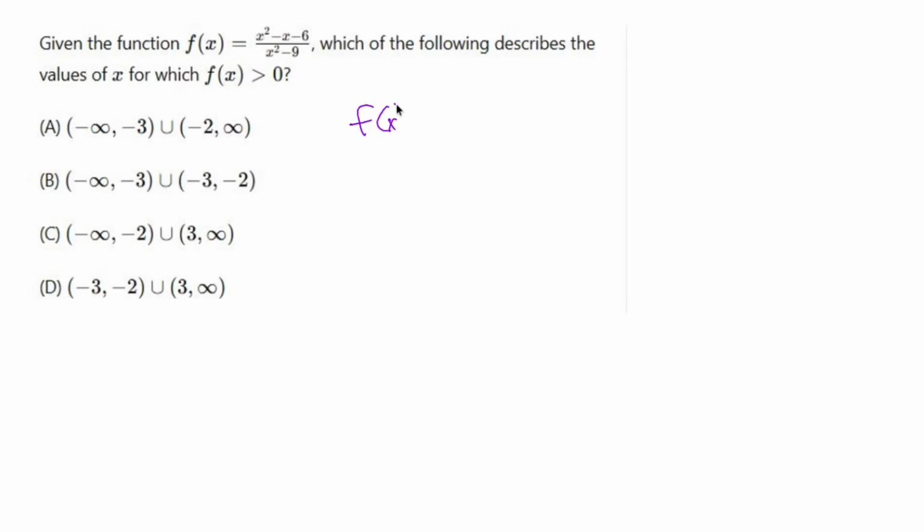So f of x is going to be factored out: x minus 3, x plus 2. In the denominator, we have x minus 3, x plus 3 because it's a difference of squares. Now let's find the magic numbers, the numbers that would make each factor equal to 0. Your magic numbers are 3, negative 2, 3, negative 3. So 3 and 3 repeat, so we would have a hole at x equals 3 because we have repetition there, top and bottom.